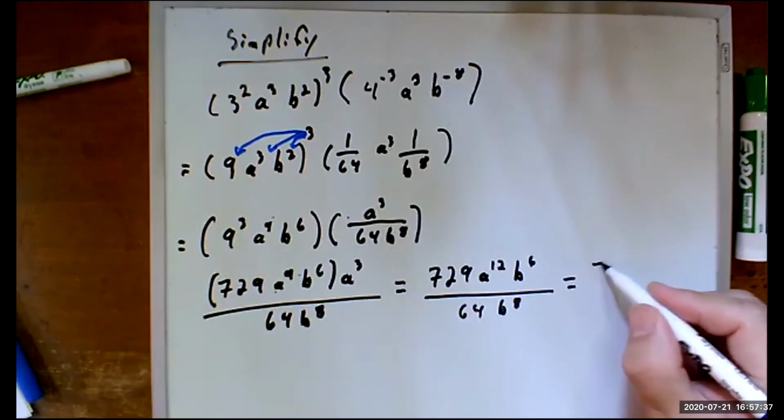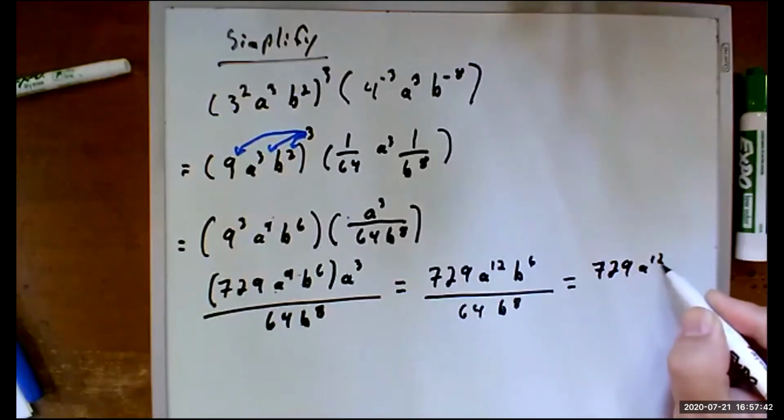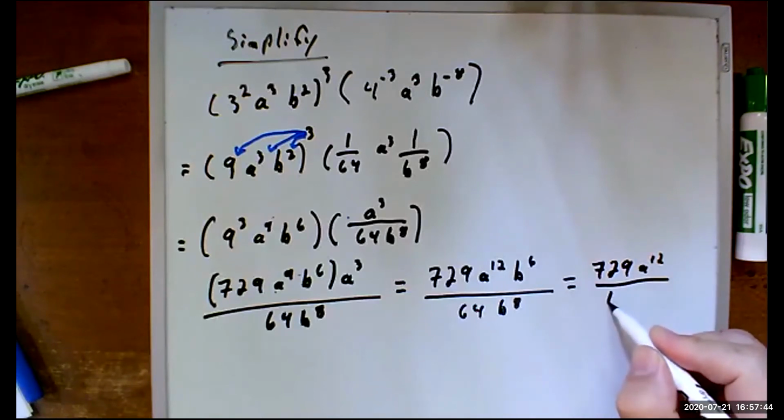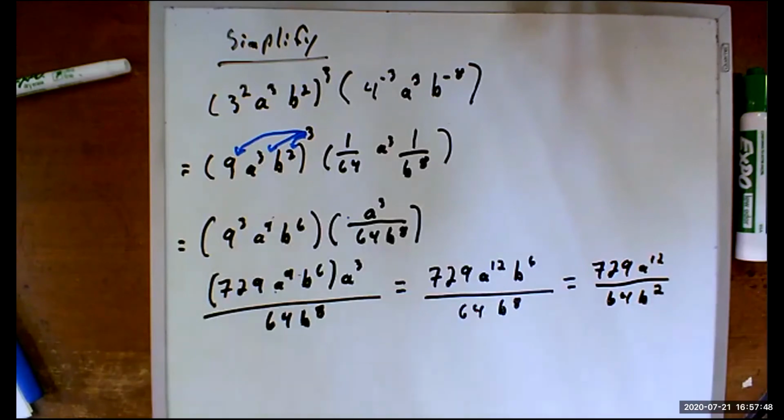Now I can have my b's interact. This is going to be a subtraction, so 6 minus 8, which gets me to negative 2. We don't want negative exponents, so I'm going to leave it on the bottom. 729 a to the 12th over 64 b to the 2.